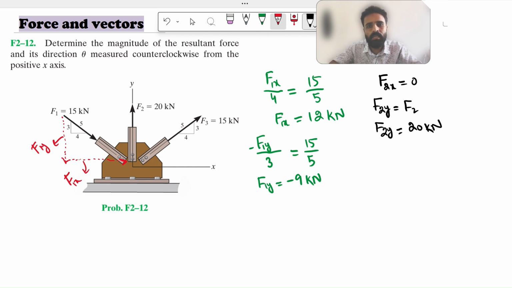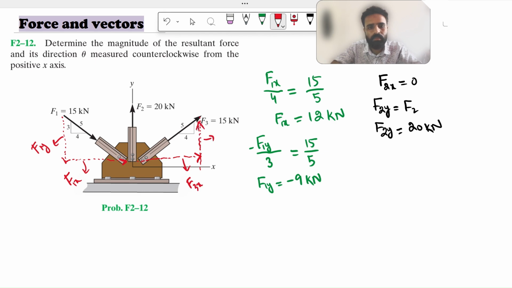Now I will be finding the horizontal and vertical components for the F3 force. So I will be resolving the F3 force into x and y components, and the x component will be acting like from here in this way. So this will be F3x, and the y component is acting upward.